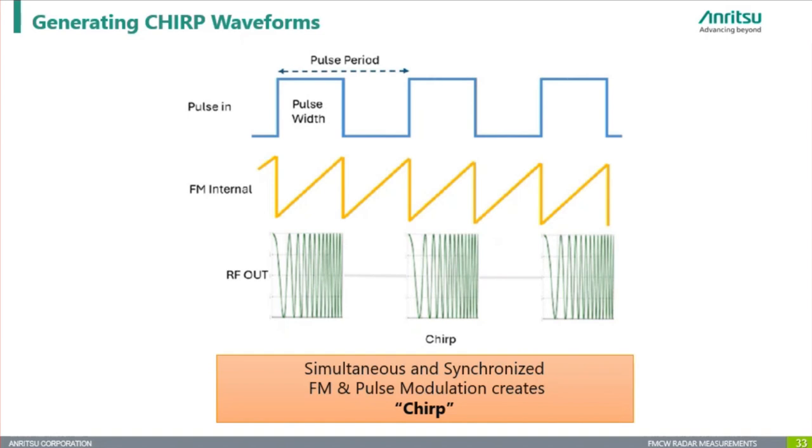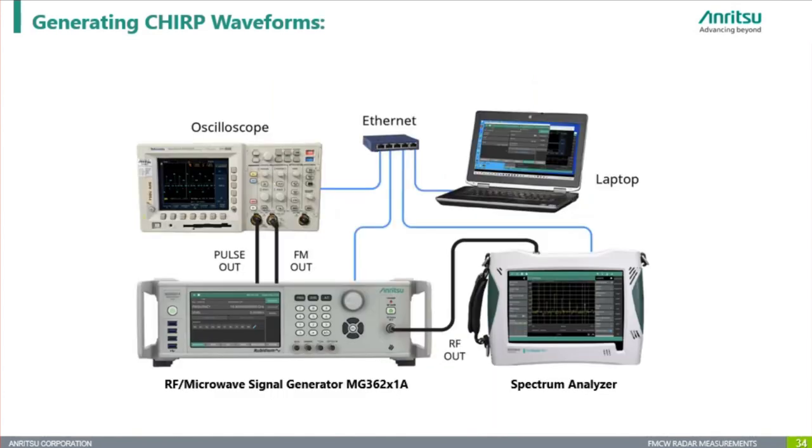So you can see the simultaneous and synchronous FM and pulse modulation created using a chirp. This setup is the demonstration for generating a chirp waveform. The RF output of the rubidium signal generator is connected to the MS2090A unrestricted spectrum analyzer. Additionally, the FM and pulse baseband outputs from the rubidium generator are routed to an oscilloscope, allowing us to observe the baseband waveforms used for internal modulation.